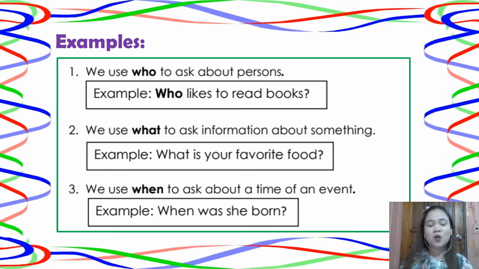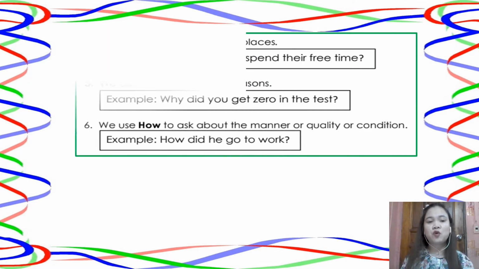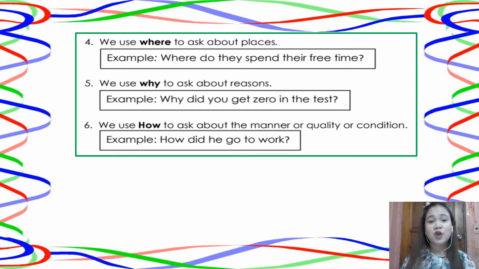Number 3, we use when to ask about a time of an event. Example, when was she born? Let's use again the Three Little Pigs story. You can also ask, when did the story happen? Number 4, we use where to ask about places. Example, where do they spend their free time? Or in the story, you can ask, where did they build their houses?